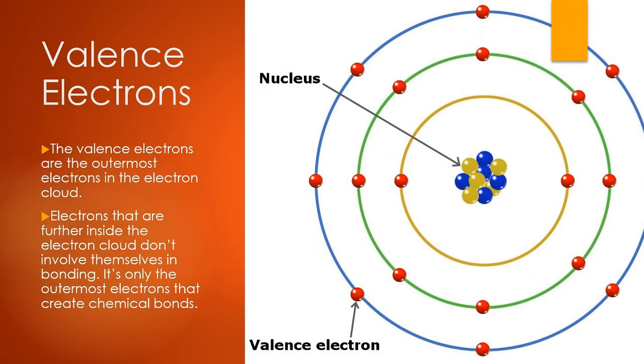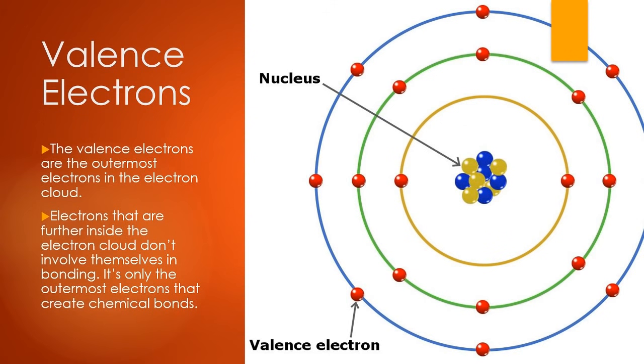All the bonding that we're going to be talking about today takes place with the valence electrons. The valence electrons are the outermost electrons of any atom. Pictured here, we've got the nucleus of the atom. This atom has 3 orbitals, and in that outermost orbital is its valence electron.